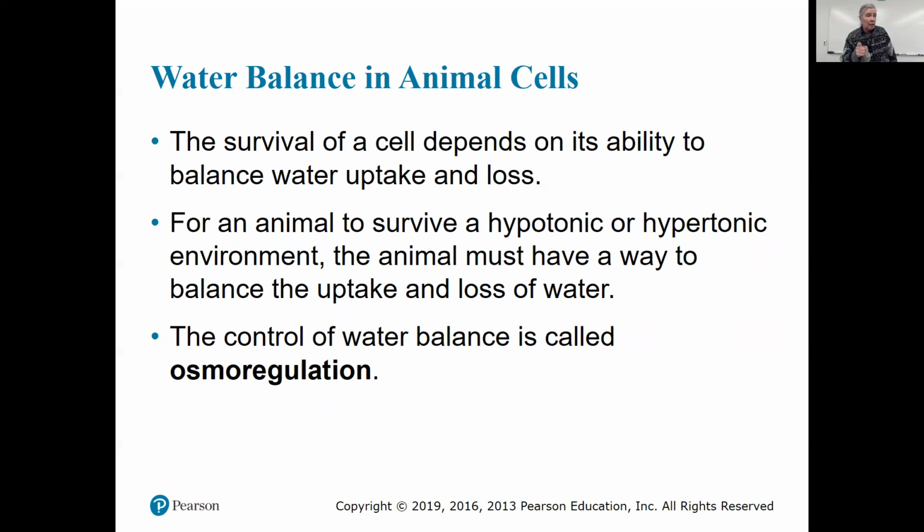Particularly important for animals. Why? We don't have a cell wall. So if we get a higher water concentration outside of our cells than inside, water will rush into cells and cause the cells to swell. If the water concentration outside of cells is lower than water concentration inside of cells, water will rush out of cells and the cells will shrivel up. So we have to make sure as an animal that the water concentration on both sides of your cells is equal. That's so that our body fluids are isotonic. That's called osmoregulation.